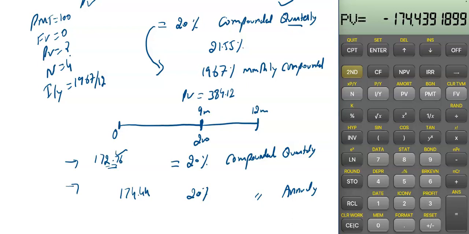But if there is a series of cash flows, you particularly need that rate which matches with the timing of the cash flow. If a cash flow is after 3 months, you should use the rate which compounds after 3 months. If a cash flow is after 6 months, you should use the rate which compounds after 6 months. That's how it will work.